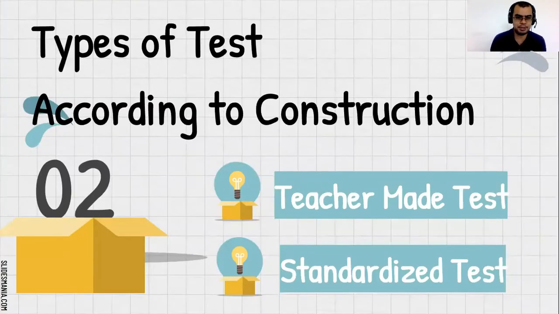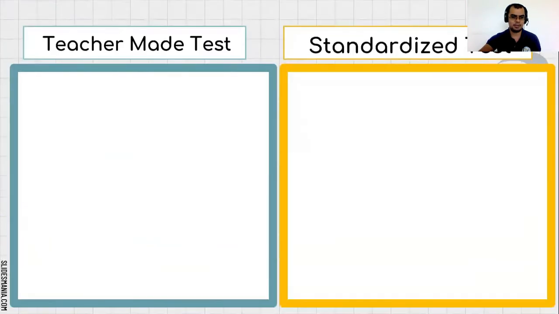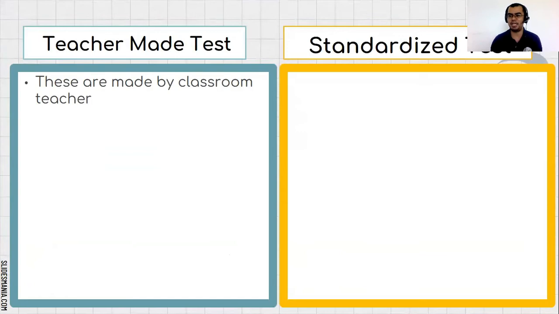The next type of test is according to construction. These are the teacher-made test and standardized test. Teacher-made tests, these are tests made by the classroom teacher. So this is your teacher in grade 1, your grade 2, in grade 7. So these are the teachers who are teaching the subject.